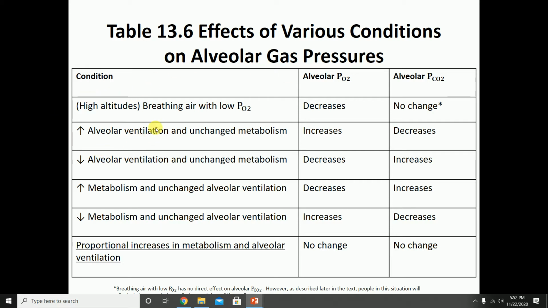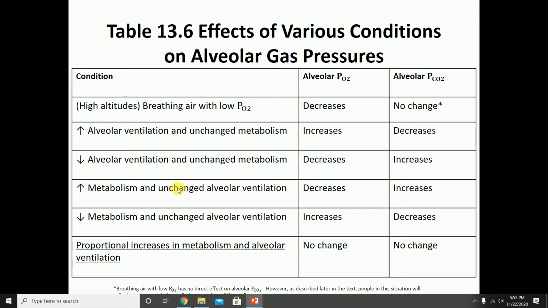Another scenario would be increased alveolar ventilation with an unchanged metabolism. So now, although the metabolism hasn't changed, you have increased alveolar ventilation. There is an increase in the exchange of gas. So the amount of oxygen in the alveoli increases while the amount of carbon dioxide decreases. Now, in the opposite scenario of decreased alveolar ventilation or hypoventilation with, again, unchanged metabolism, you'll have the opposite scenario. So the alveolar pressure of oxygen goes down, it decreases, while there's an accumulation of the carbon dioxide levels in the alveoli.